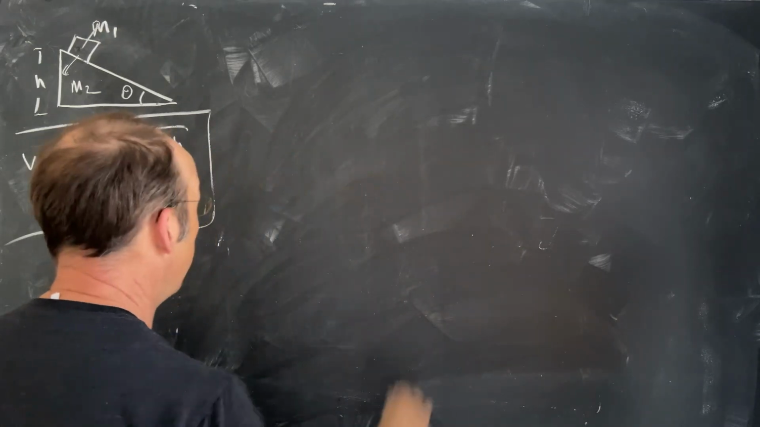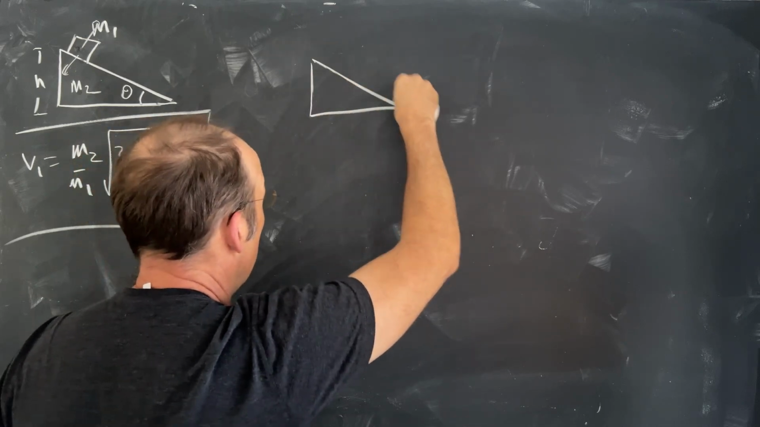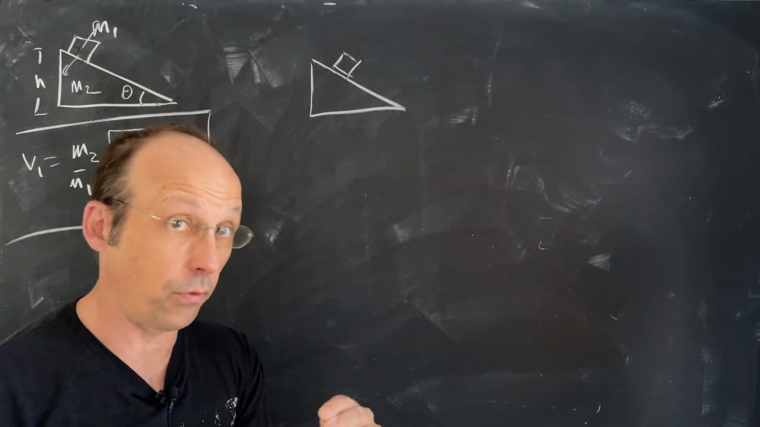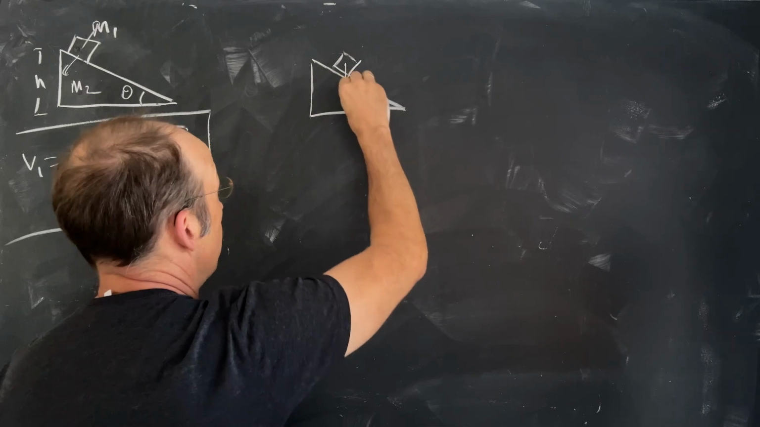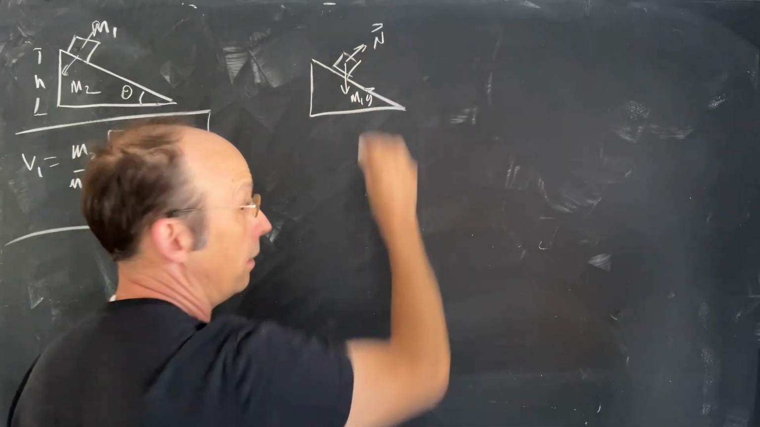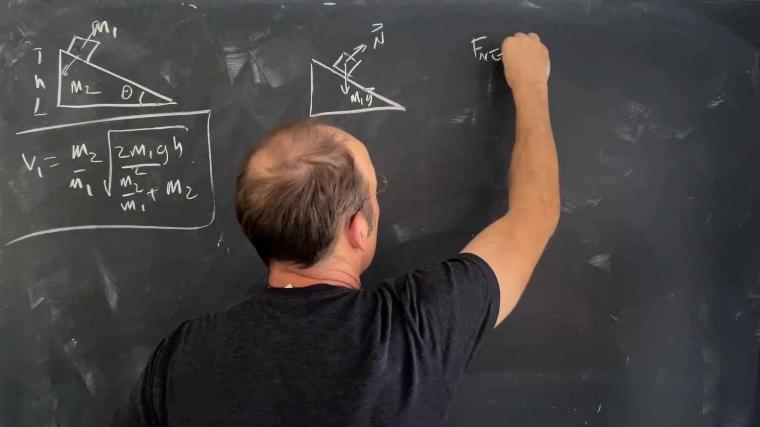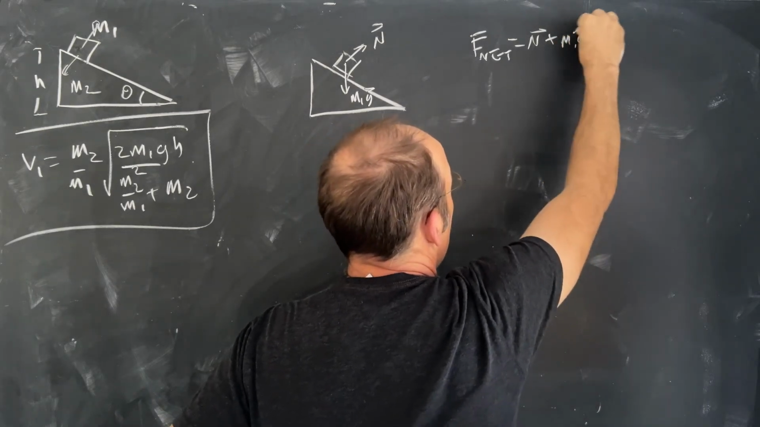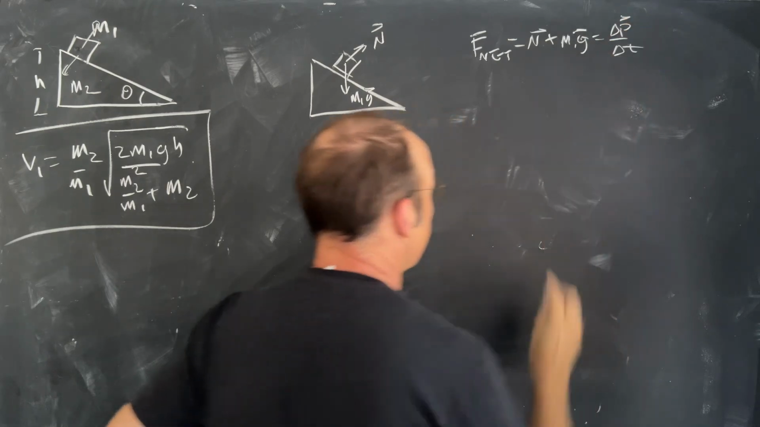So how can we model this? Here's what we're going to do. And there's some tricks here. If I can calculate explicitly that normal force, and I can calculate explicitly the gravitational force on this mass, so I can say m1 g, and I can calculate N. If I can do that, then I can just say F net is N plus m1 g, and that's equal to the change in momentum with respect to time.